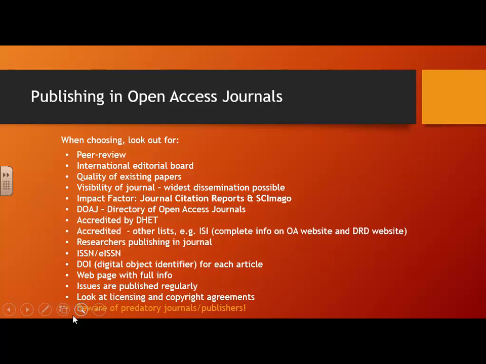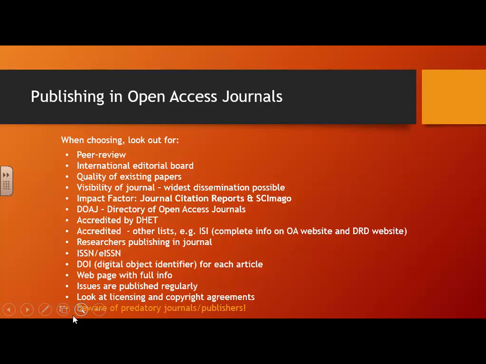We've spoken about the Directory of Open Access Journals. We've spoken about journals accredited by the DHET. And then also look at the other lists of accreditation, for instance ISI, and complete information on these lists can be found on the library's OA website and the Division of Research Development website. Also look at researchers publishing in the journal. Are there any names in your field that you recognize?